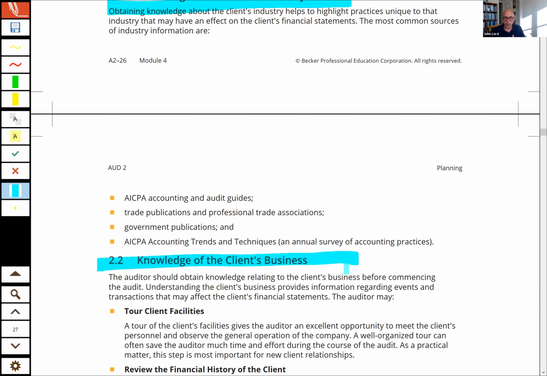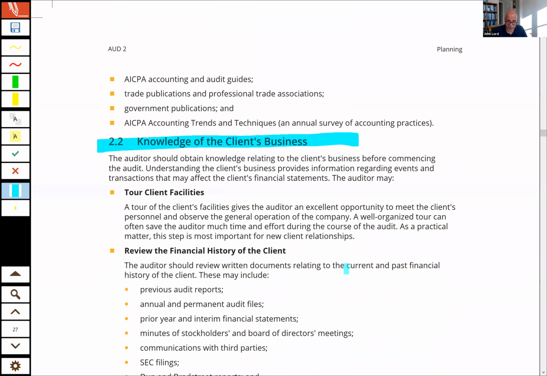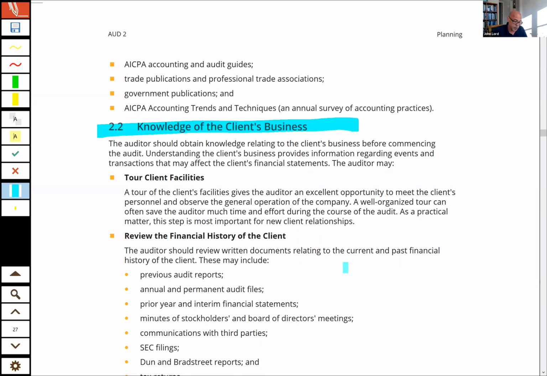You think, well, wait a minute, should you have to have knowledge before you accept it? No. You may be able to get into a new industry, a new type of business that you haven't done audit work in before. The requirement is that you need to be able to get the knowledge you need to successfully complete the audit, but you don't have to have that prior to accepting the client. But you have to be confident that you can get the knowledge you need.